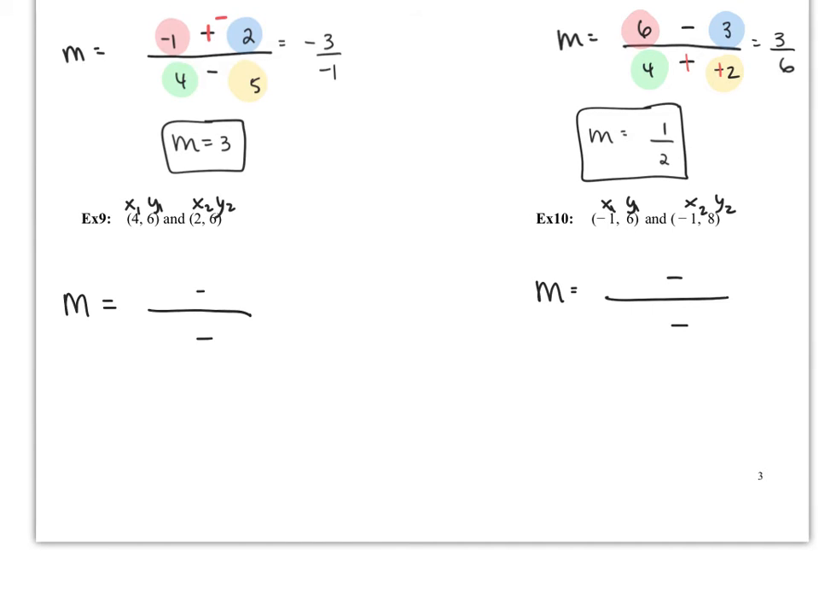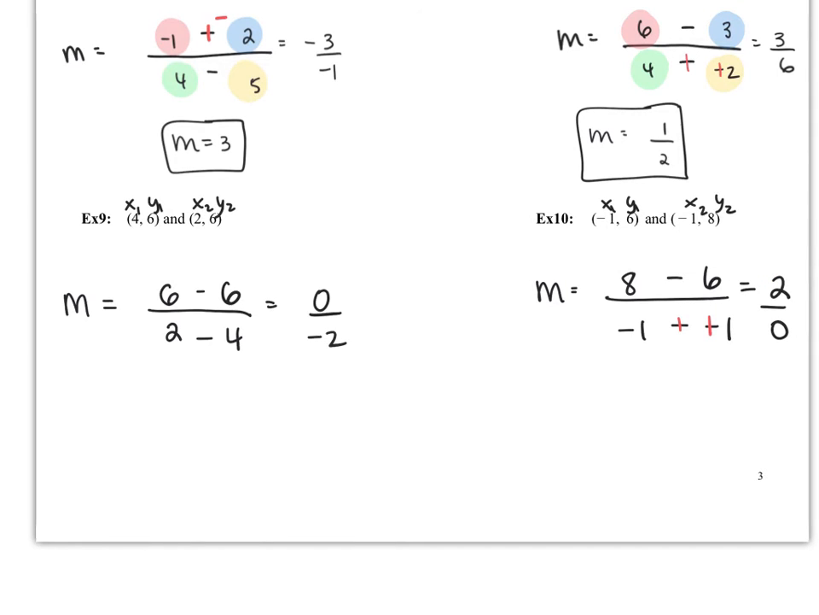So on example 9, y2 minus y1, x2 minus x1. This will be 0 over -2. On example 10, y2 minus y1, x2 minus x1. This is going to be 2 over, I'm going to do keep change opposite, and then -1 plus 1 is 0. So see how both of these examples have a 0 in the answer.